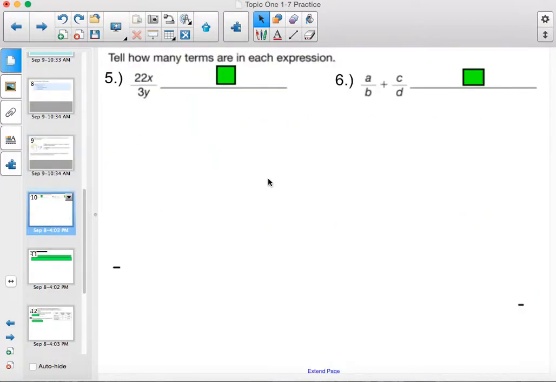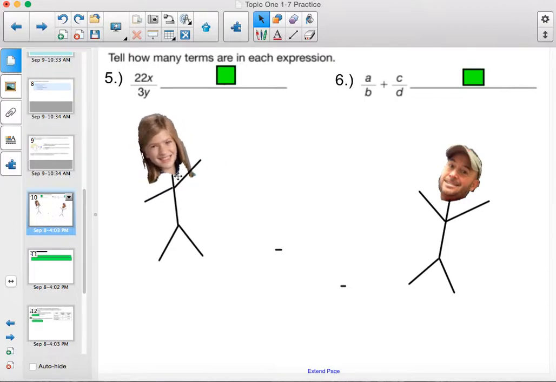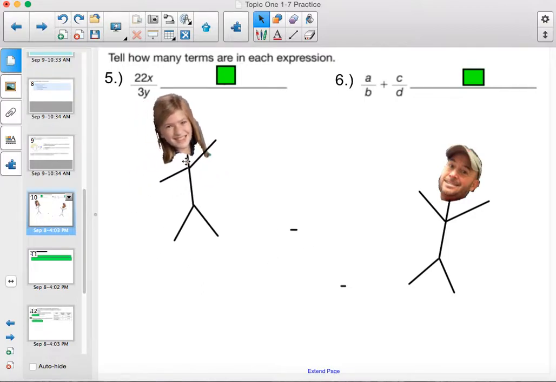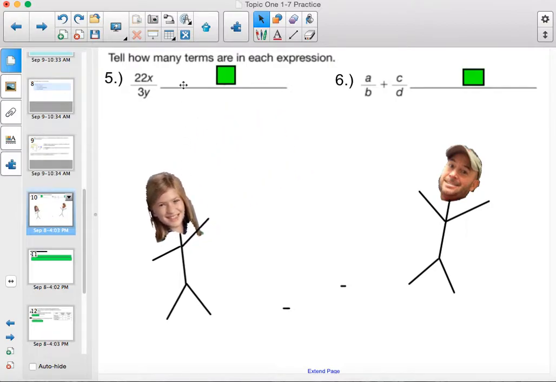Okay, now we should be at Nearpod activity number 5, question number 5. Oh, I'd like to read it, Mr. Triola. Can I help too? Hey, Elise, you were at the band competition yesterday also. Of course you can help us out. You worked hard yesterday. Okay, everybody, tell how many terms are in each expression. So let's do number 5. I will pause the video.